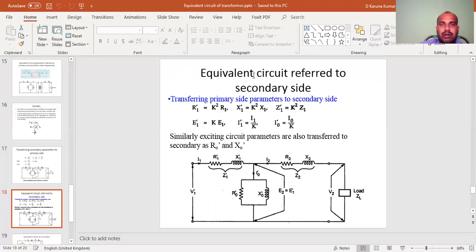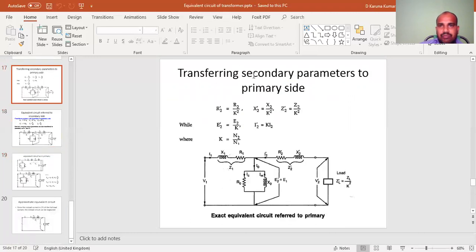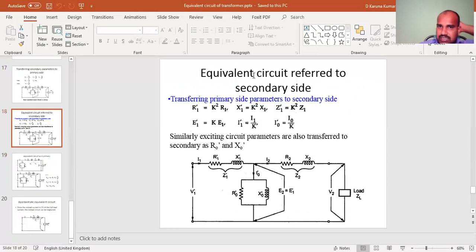Now the primary parameters to the secondary side. To transform the primary side parameters to the secondary side: R1 dash equals K square into R1, X1 dash equals K square into X1, and Z1 dash equals K square into Z1. Similarly, we get the parameters also referred to as R02 dash and so on. This is the equivalent circuit with the primary side parameters referred to the secondary side.